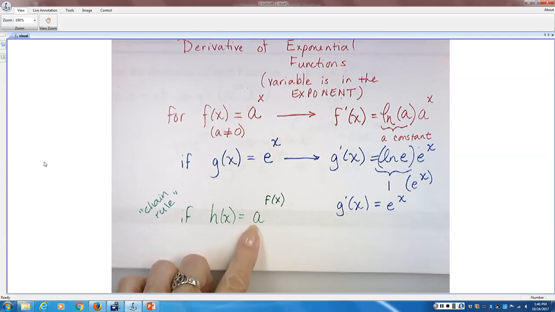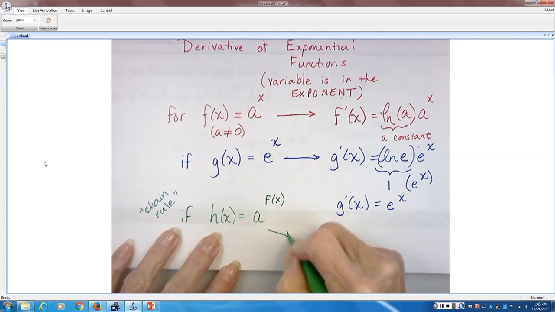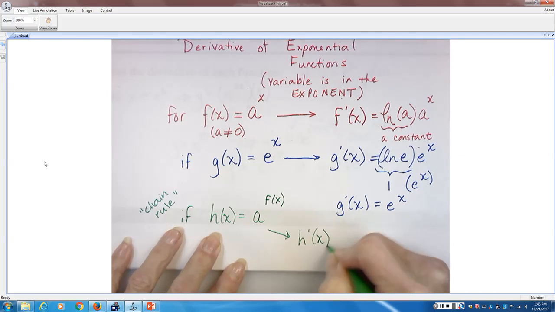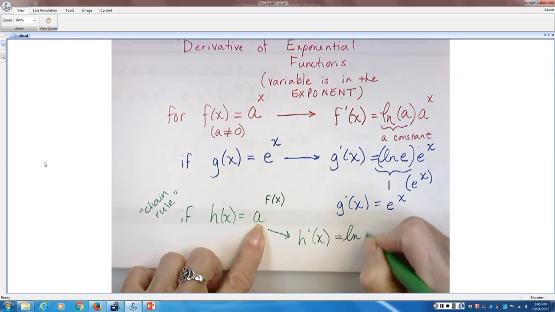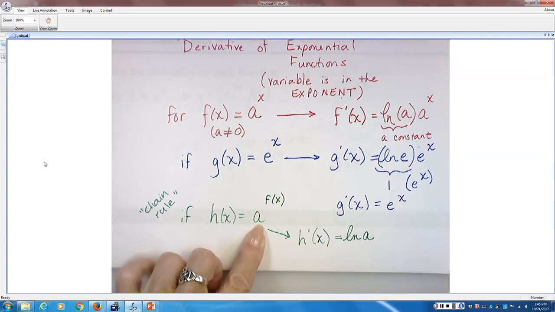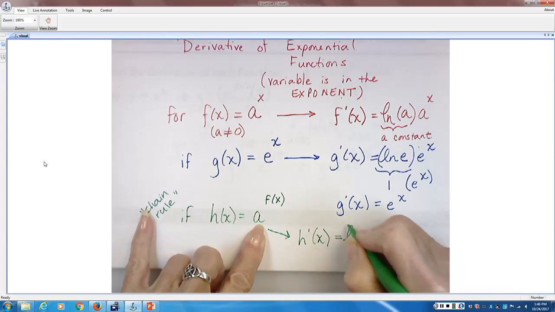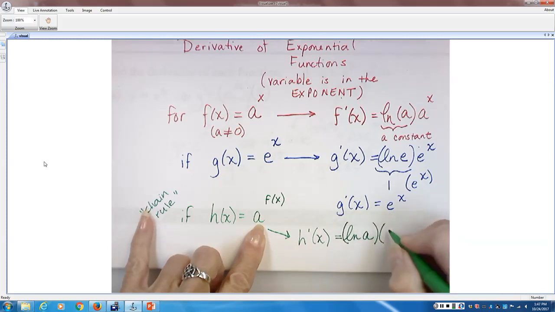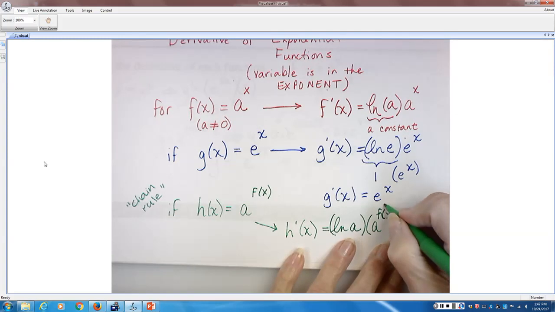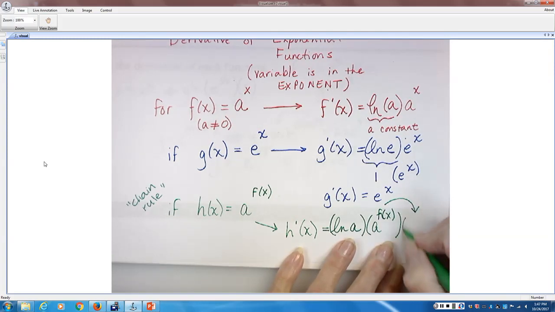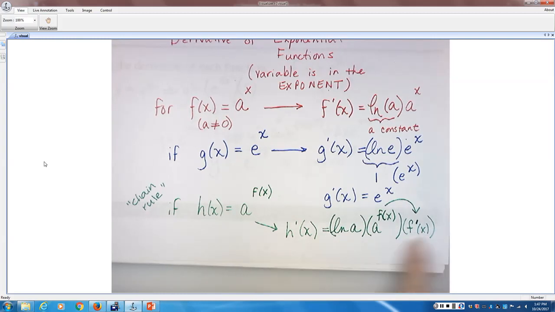So the way that we take h prime of x is we're going to take the natural logarithm of the base, which is a, which is just going to be a number. Then we're going to have a raised to the f of x power. We're just going to keep that. But then we have to also, because this is chain rule, take the derivative of f of x. So we'll actually have 3 pieces to the multiplication.